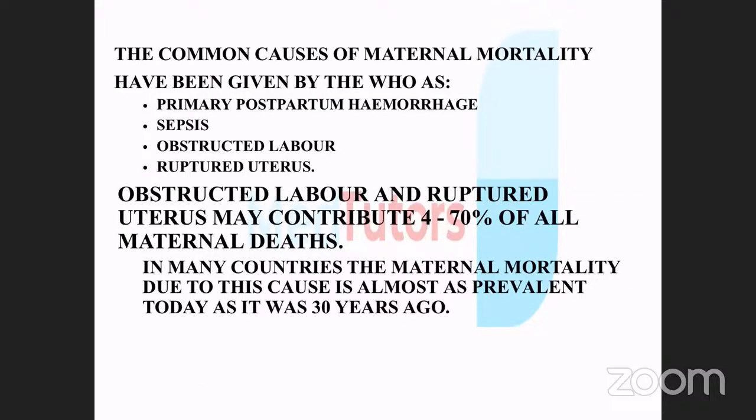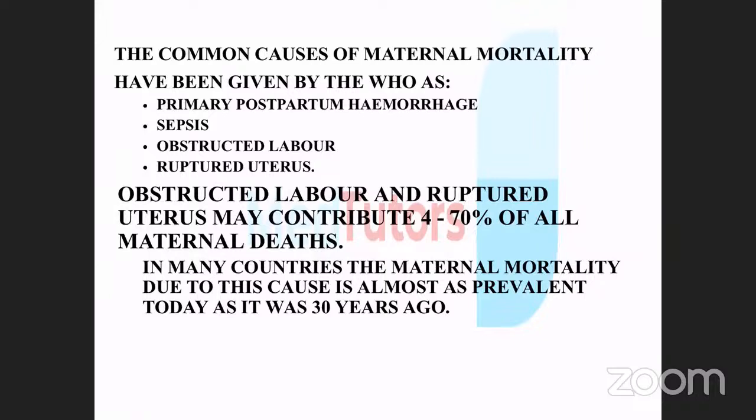The main causes of direct maternal mortality in our environment include, one, primary postpartum hemorrhage, sepsis, obstructed labor, rupture uterus. So you can see obstructed labor is the third commonest cause of maternal mortality in our environment, and it is mainly due to cephalopelvic disproportion and inefficient uterine contraction. Both can be diagnosed using the pathograph. In addition, obstructed labor and rupture uterus may contribute to 4 to 70% of all maternal deaths.